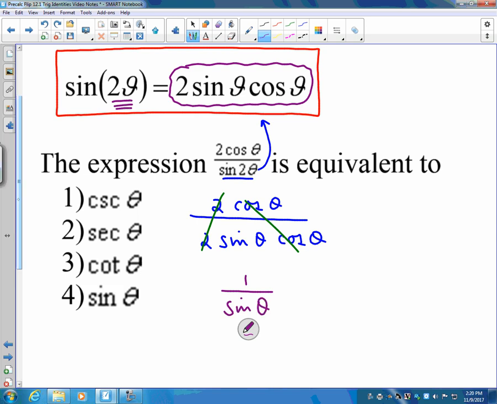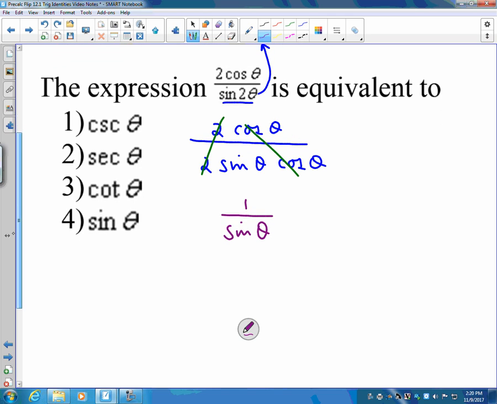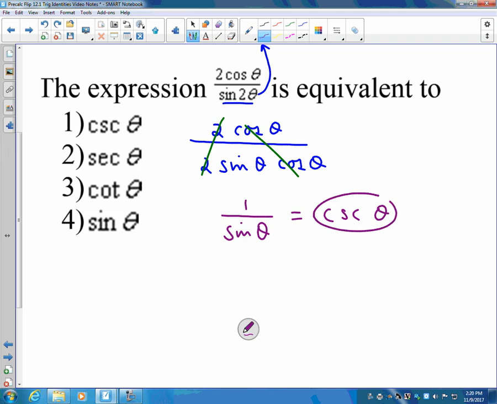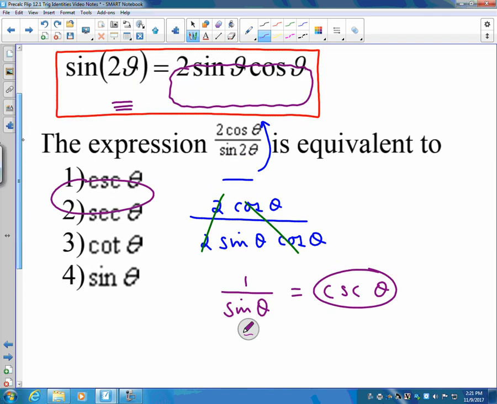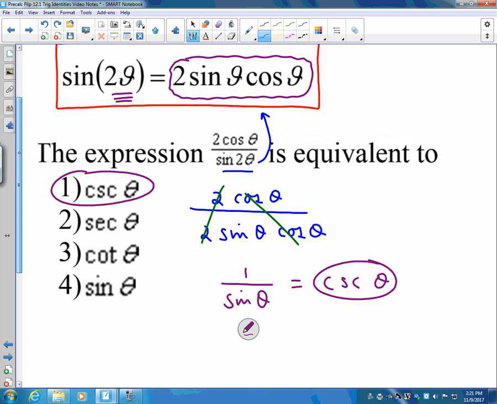What do you think? Is 1 over the sine of theta one of the choices? No, it's not, but 1 over the sine of theta is the cosecant of theta. So there you go, choice 1. So there's an example of how we use that double angle formula. What's the double angle formula that you need to know? Right up top there, the sine of 2 theta equals 2 sine theta cosine theta.